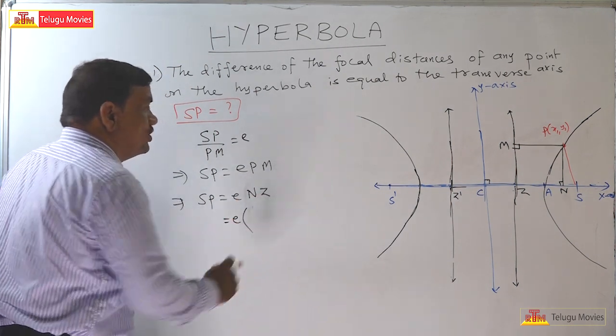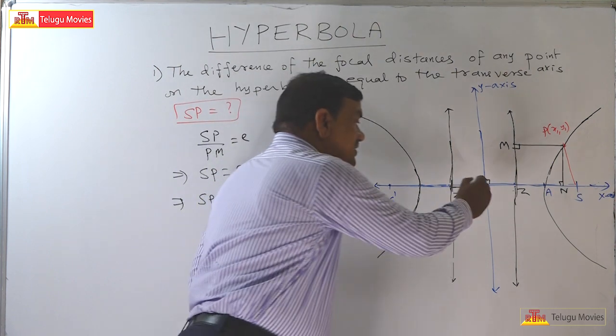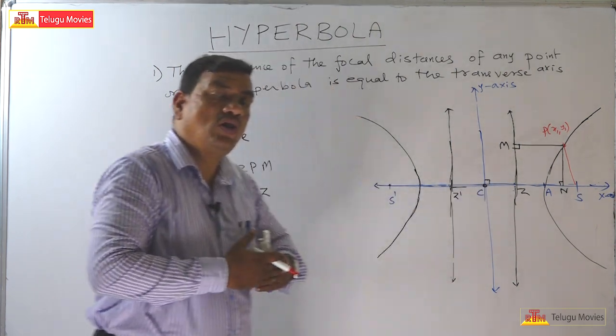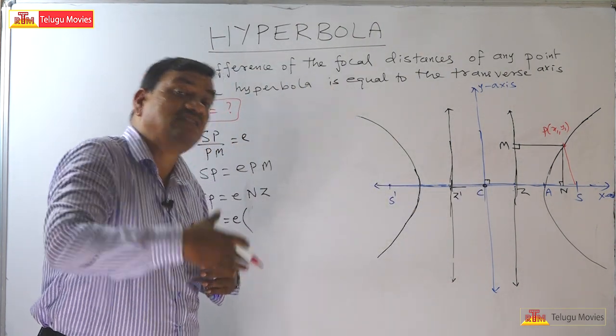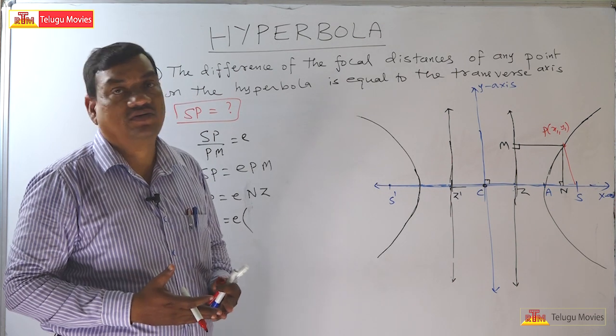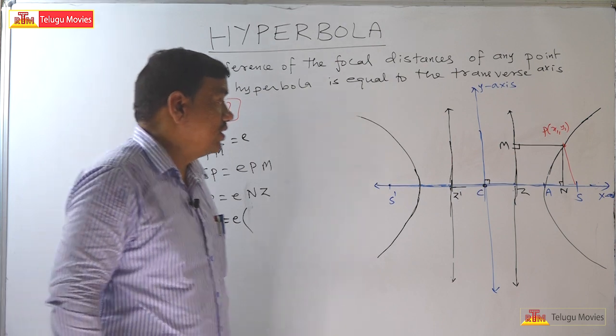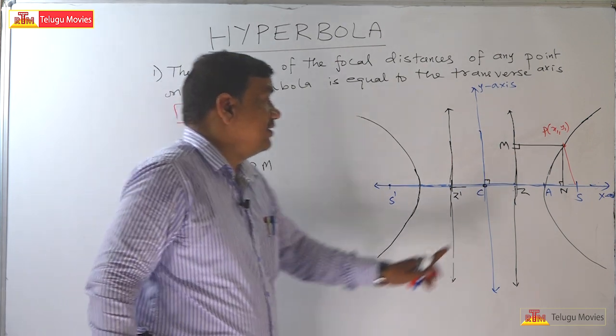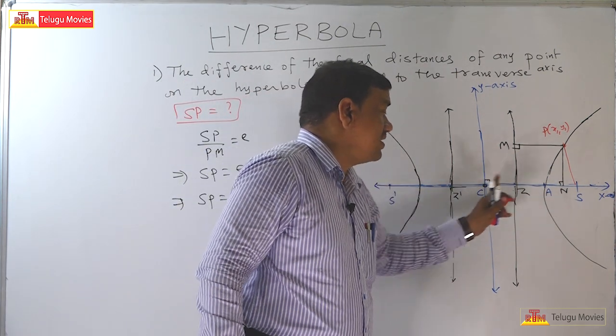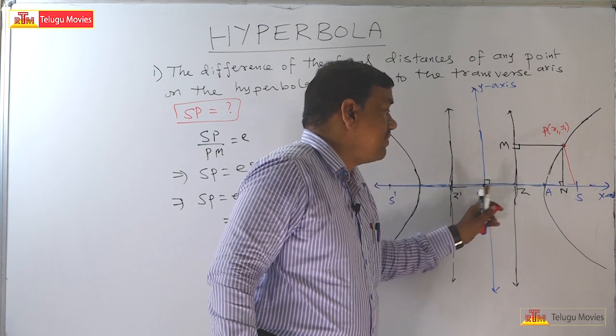Always take C as the central point. All the distances you take from the center. Why? Because here C is the origin, we are considering it as the origin (0, 0). We want NZ. We want NZ means what? CN minus CZ.